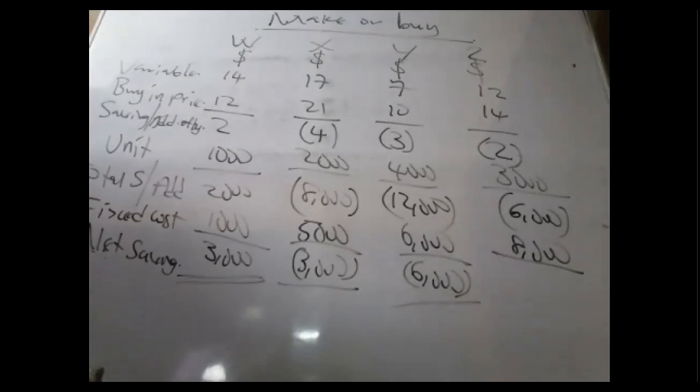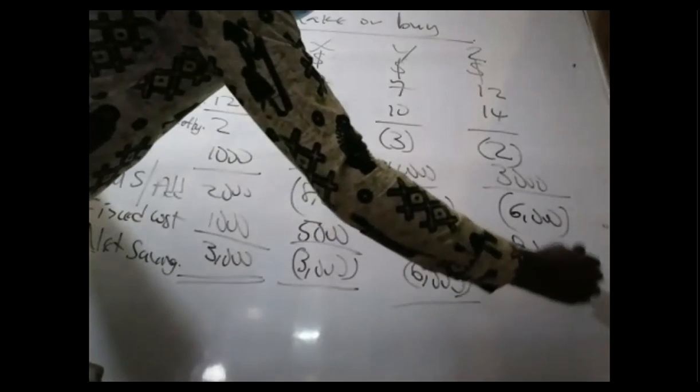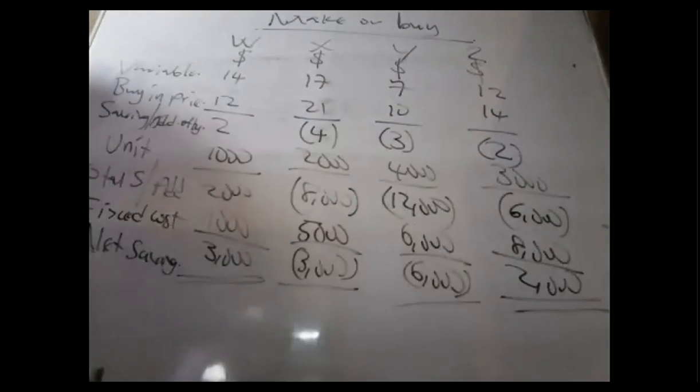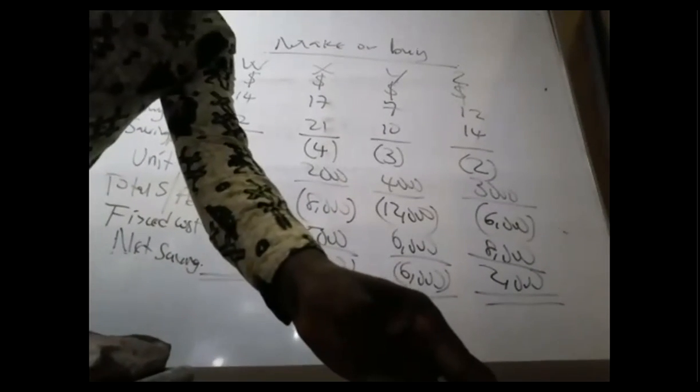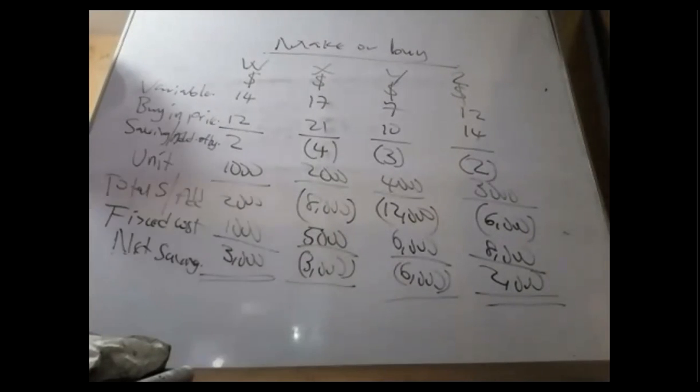But for Z, they will save 2,000 when they buy. So let's assume that you are the production manager. Which of the products or which of the components will you advise the company to buy? Which of them do you advise the company to make in-house? So let's see. First, let's see the answer that you give us. Which of the products should the company make? Which of them should they buy?